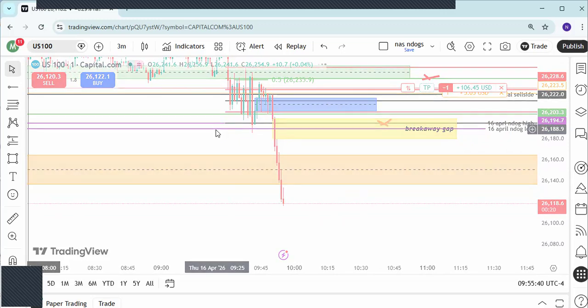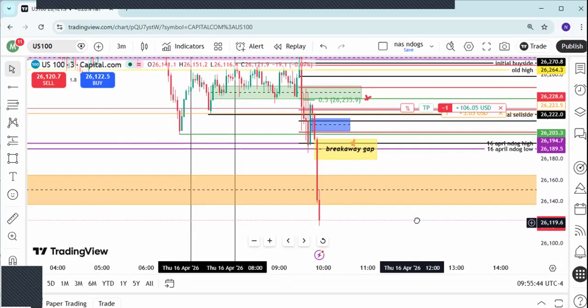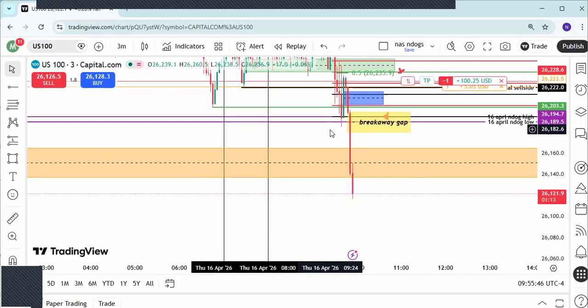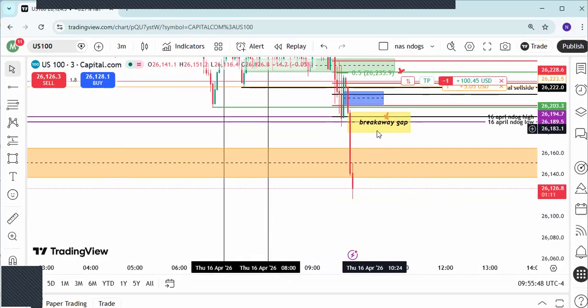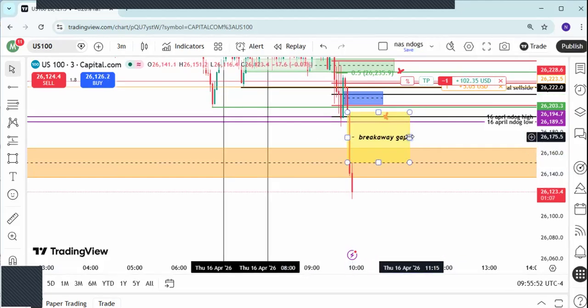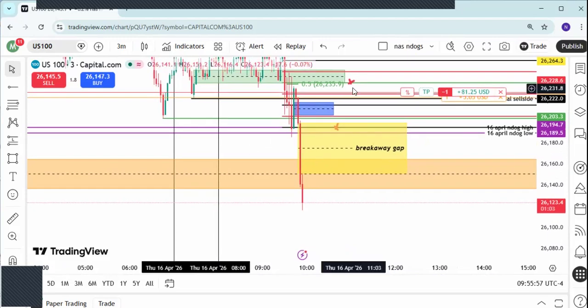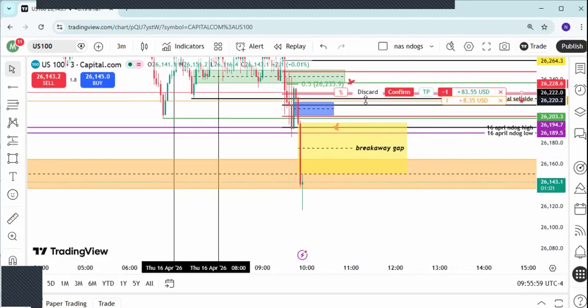It's moving so nice. So on a 3 minute basis, the breakaway gap is this. This is it. On a 3 minute basis, this is a breakaway gap, right? This is the breakaway.